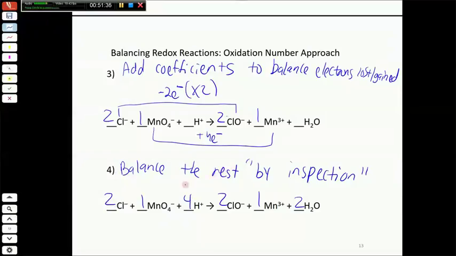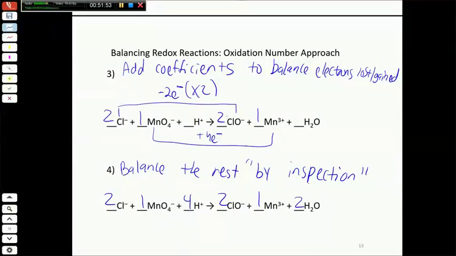But whatever's left, whatever you haven't already put coefficients in front of, you need to add the appropriate coefficients to make sure that everything is totally balanced at the end. That's just done, what we say, by inspection, the way that we would normally do balancing reactions. Okay, questions on that?